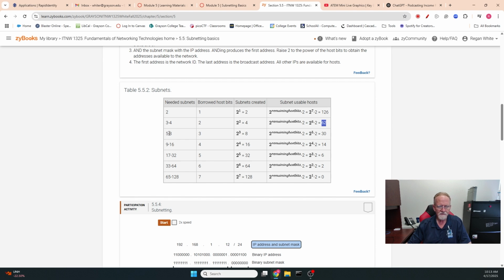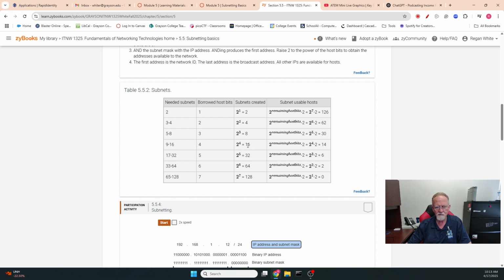Anytime you want to create from 5 to 8 subnets, you'll borrow 3 bits. You're going to end up creating 8. If you need 5, you're going to have 3 extra ones left over that you're just not going to use. It's a good idea to have those left over for redundancy anyway. Each one will contain 30, not 32, as you might expect, but you're going to lose 2, the network and the broadcast, so they'll contain 30. If you need to create anywhere between 9 and 16 subnets, you'll borrow 4 bits. 2 to the 4th is 16. That means you're going to have 16 possible.